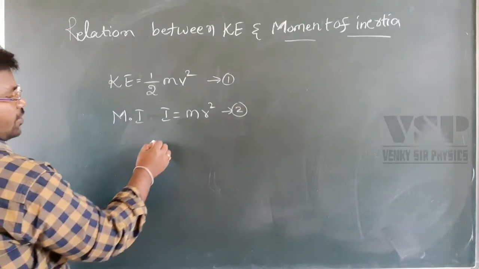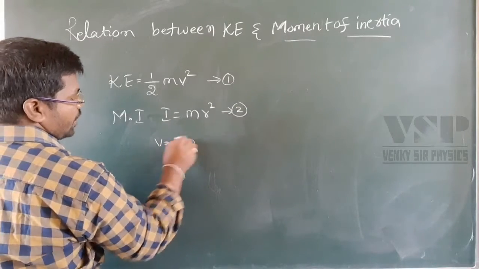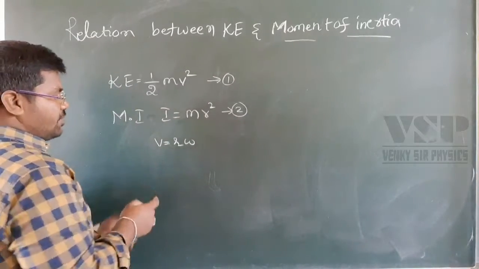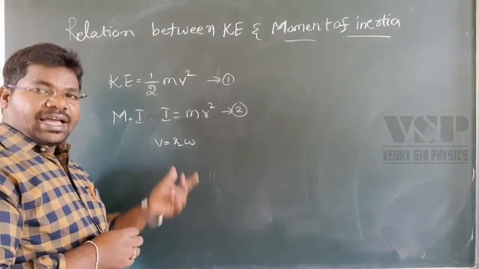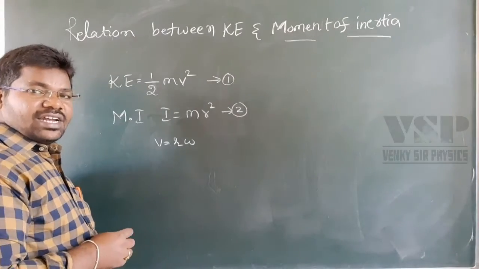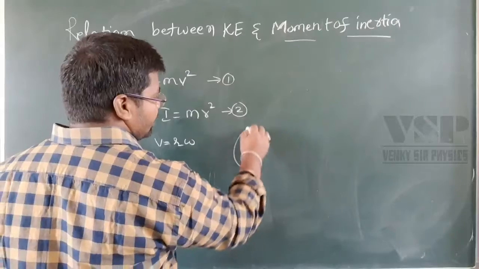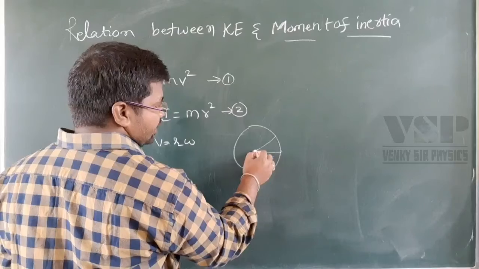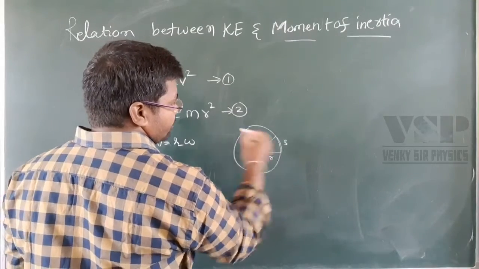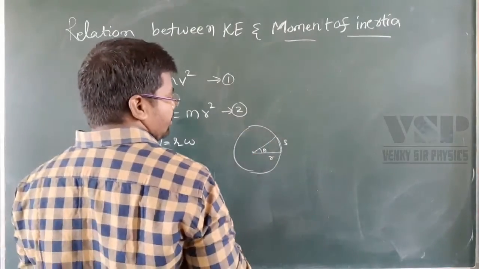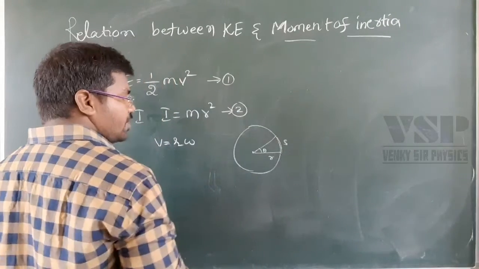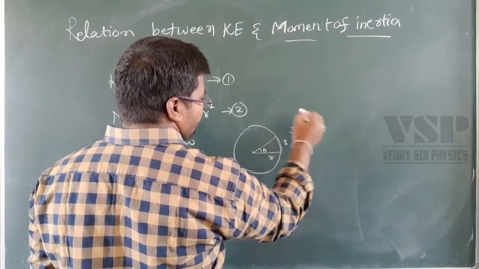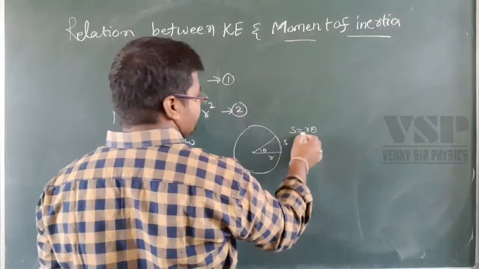We know that V is equal to R omega. This is the relation between linear velocity and angular velocity. How can we get this? Here this is the radius, and the angle subtended is theta. In this case we can get S is equal to R into theta: arc is equal to radius into angle.